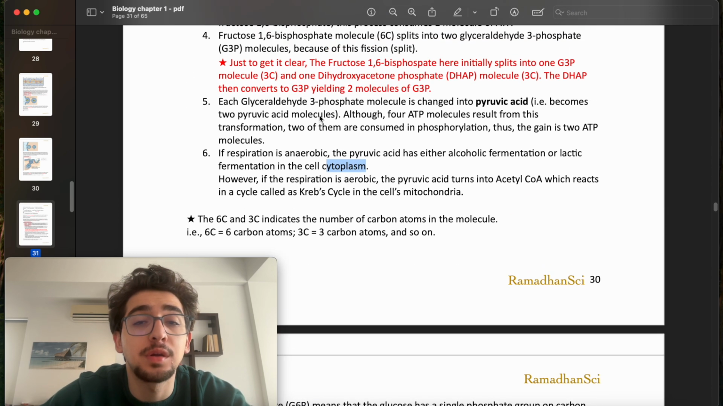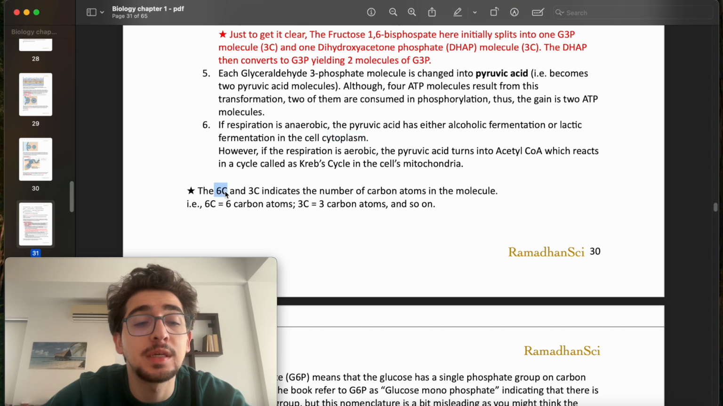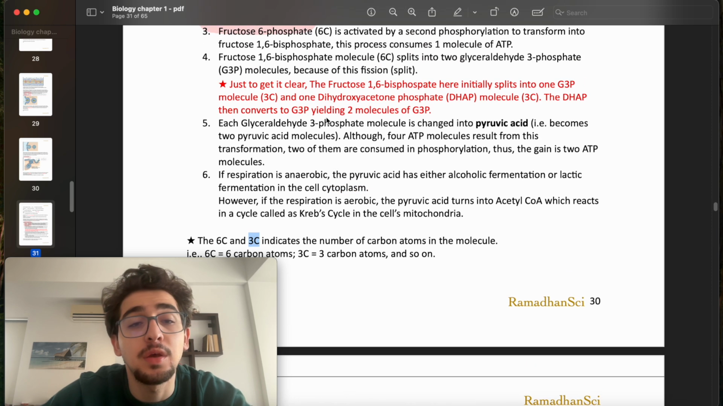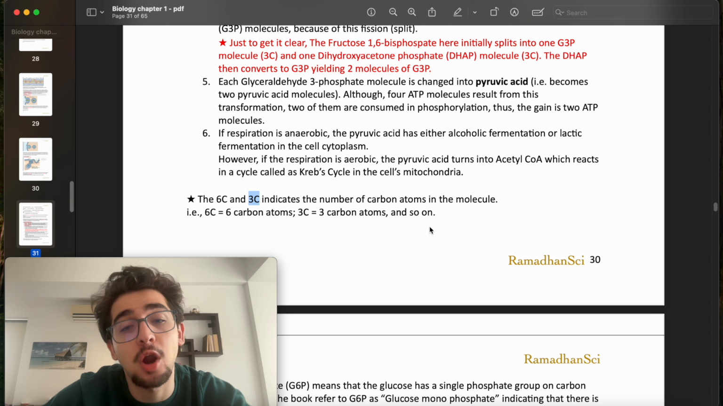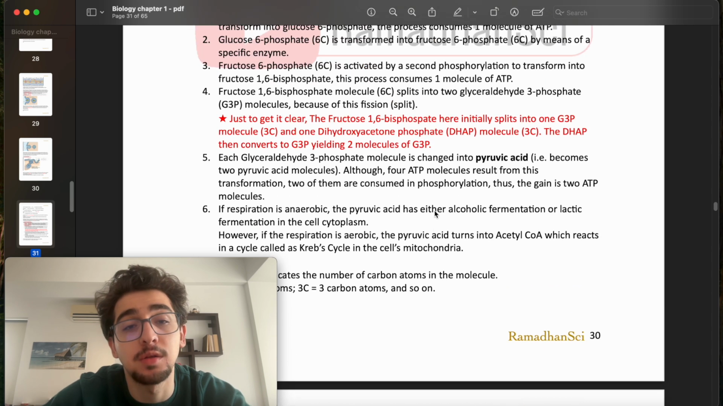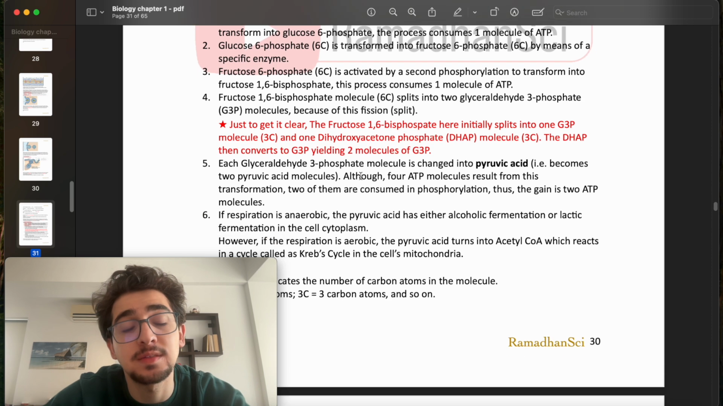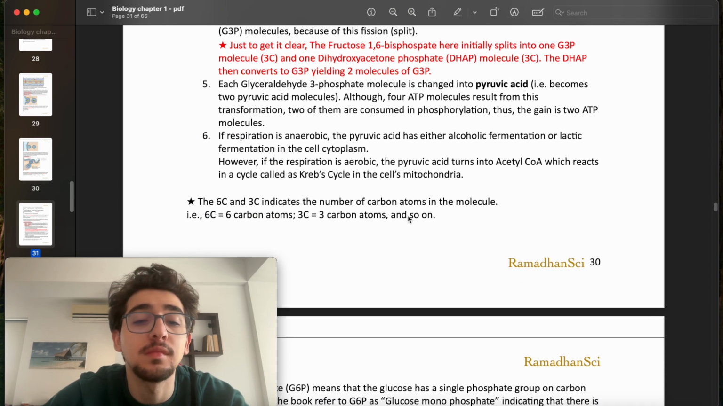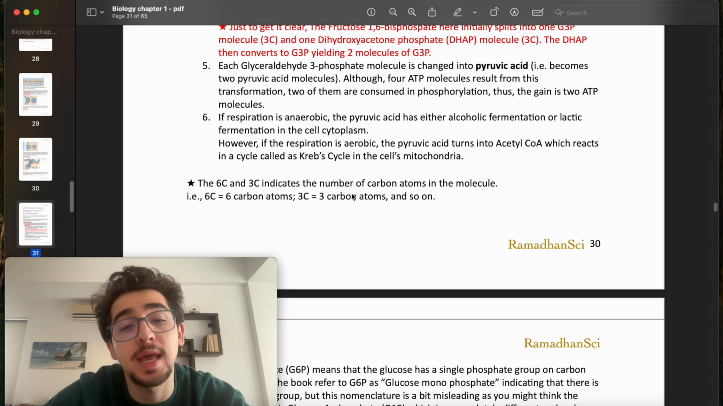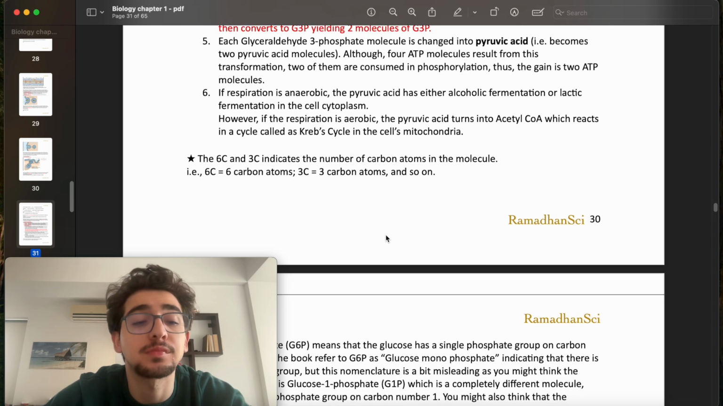Now, if you see here, they mention 6C, 3C. Those just means the number of carbon atoms in the molecule. So 6C means the molecule has 6 carbon atoms. And 3C means the molecule has 3 carbon atoms.